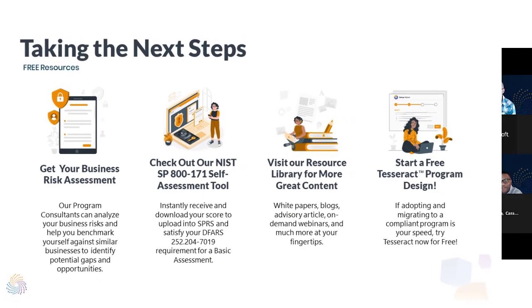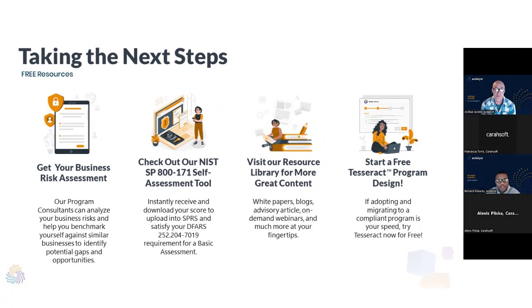Let me show you guys visually what the next steps look like here with Artemis. So with us, essentially, we would start by getting your business risk assessment done. Our program consultants can help you analyze your business risk, help you benchmark yourself against your gaps and opportunities, and understand where to go next, as we identified. We'll check out your NIST 800-171 self-assessment tool. Go online. These are tools that would help you move along and get closer to the CMMC certification pathway that's there.